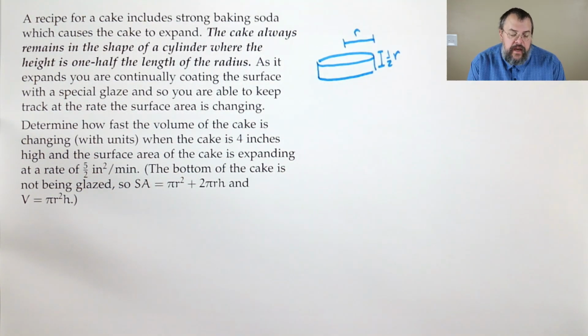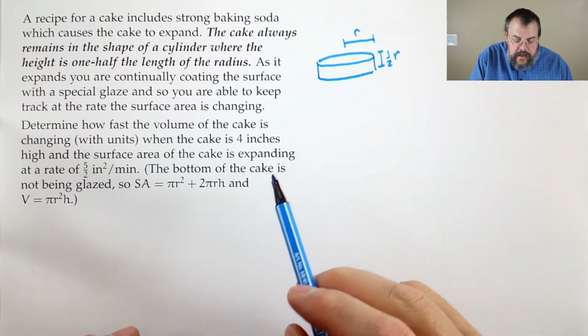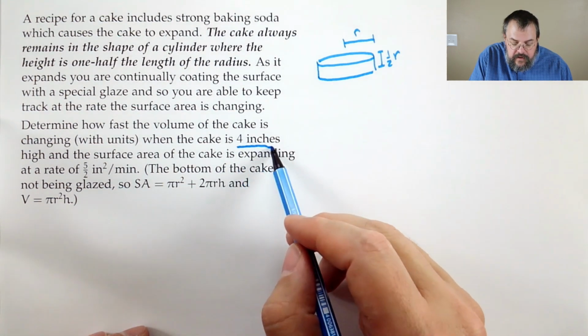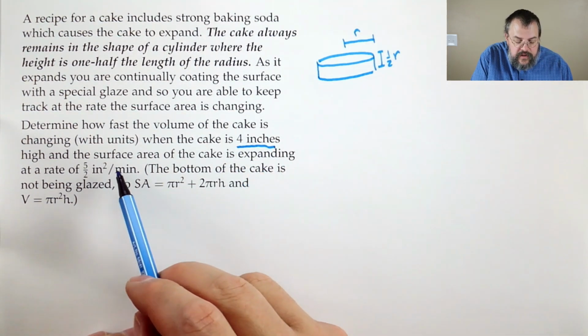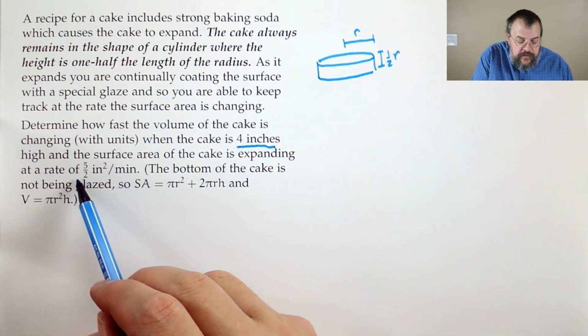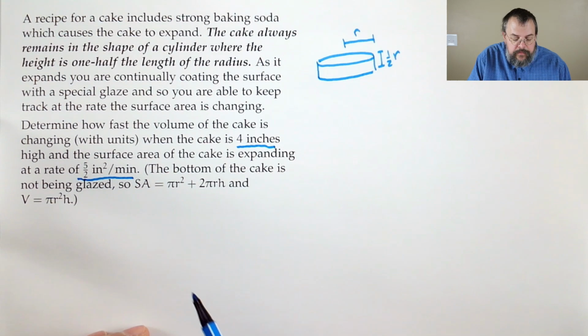Now, as it expands, you are continually coating the surface with a special glaze. So you're able to keep track of the rate the surface area is changing, so you can see how much more glaze we are needing. Okay, so determine how fast the volume of the cake is changing, with units. Oh, so we have units at the end. All right, well, that's fine. When the cake is 4 inches high, all right, that's some information for us to keep track of. And the surface area of the cake is expanding at a rate of 5/2 inches squared per minute.